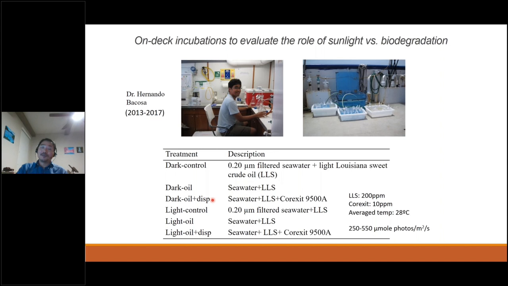We also tried the dispersant as well, and the light treatment exposes the samples to all the sunlight. Here is the setup we have. All the bottles are quartz. We don't use typical glass; we use quartz because quartz allows the UV to penetrate.